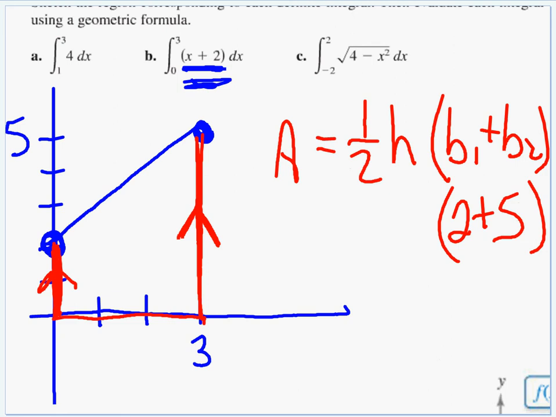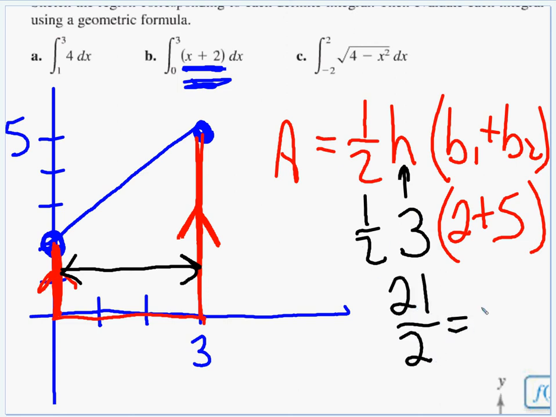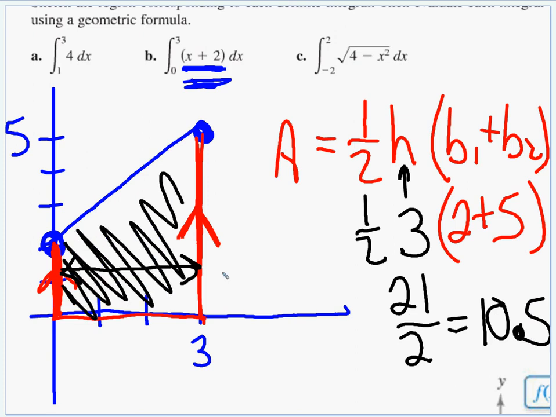The height, this is the distance between the parallel sides. So this distance is the height of the trapezoid. If we rotate our head 90 degrees counterclockwise, we see that height is 3. 1/2 times 3 times 5. That turns into 21 halves, or 10.5 square units. The area of that trapezoid, 10.5 square units.